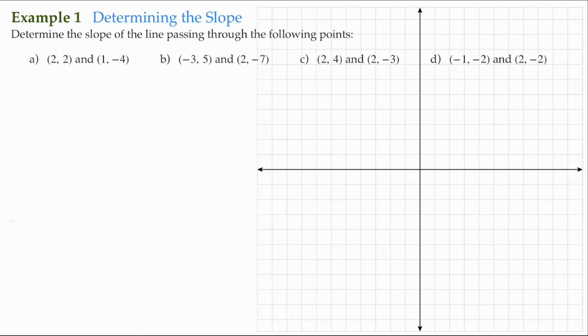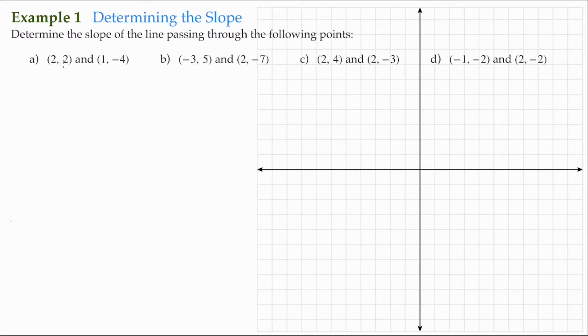So for this example, we are going to be determining a slope of a line. And the slope tells us the steepness of a line when we go ahead and graph it. So I have this rectangular coordinate system here just to demonstrate something. So we have these four sets of coordinates here. For A, we have the coordinates 2, 2, and 1, negative 4. And if a line was to pass through these 2 points, what would be the slope of that line?